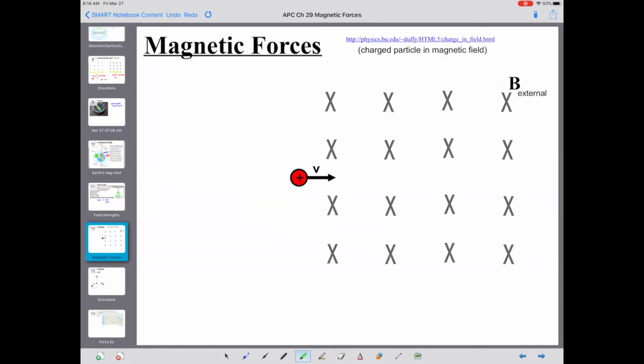Now let's consider magnetic forces. Diagrammed here, we have a positive charge moving at a velocity v into a magnetic field, and by our symbols here, this magnetic field is directed into the page. It will experience a force. Let's consider what that force is going to be and what it's going to do to that charge.